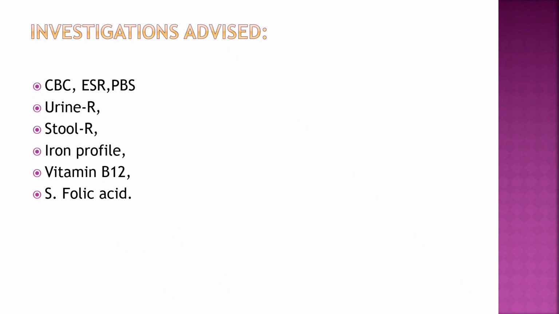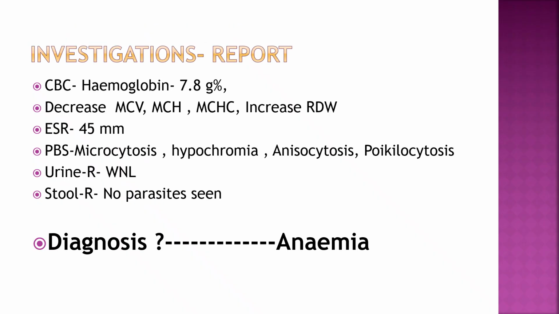to know the morphology of the RBCs and other findings. Urine routine, stool routine, iron profile, vitamin B12 study and serum folic acid. The findings of the investigations: CBC hemoglobin 7.8 gram %, that means it is decreased. MCV, MCH and MCHC all are decreased, and RDW, red cell distribution width, increased.